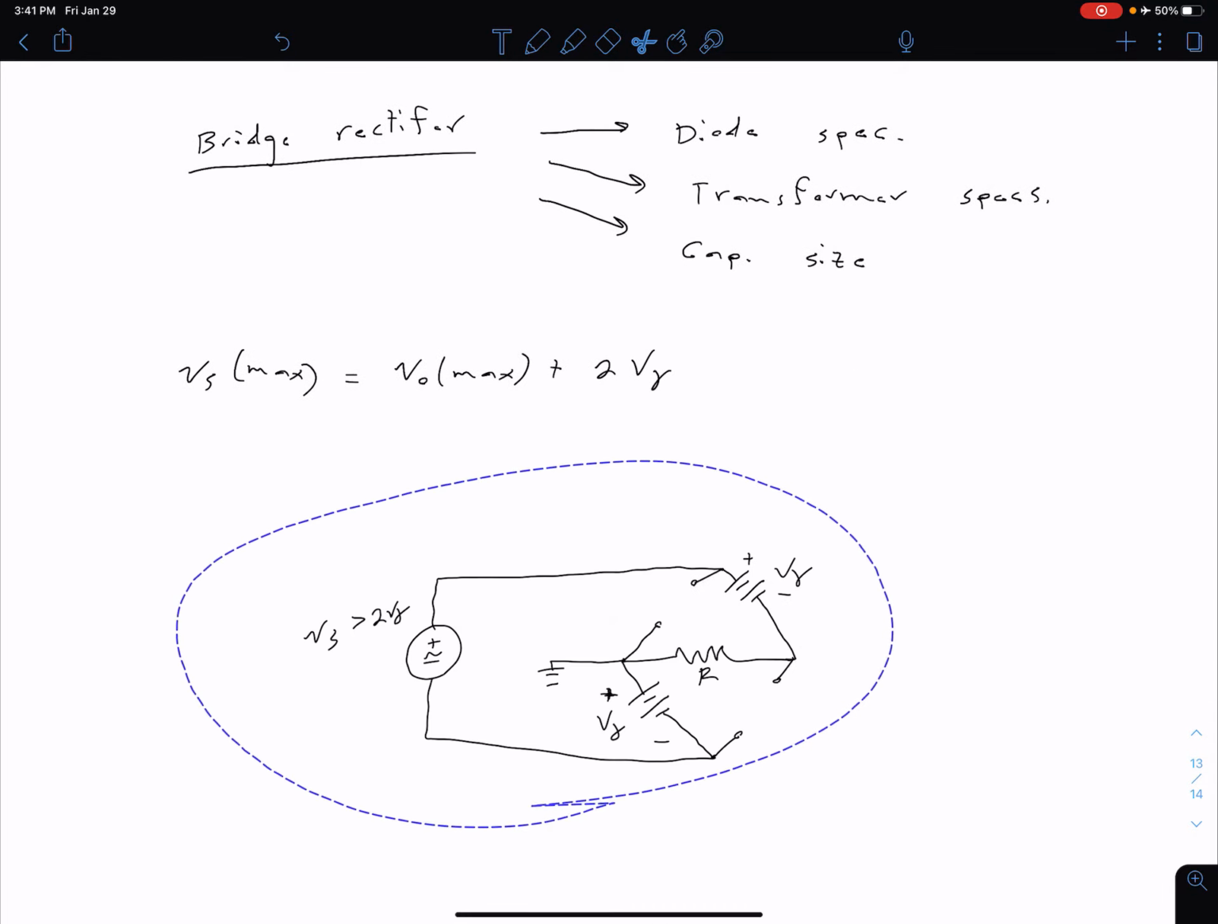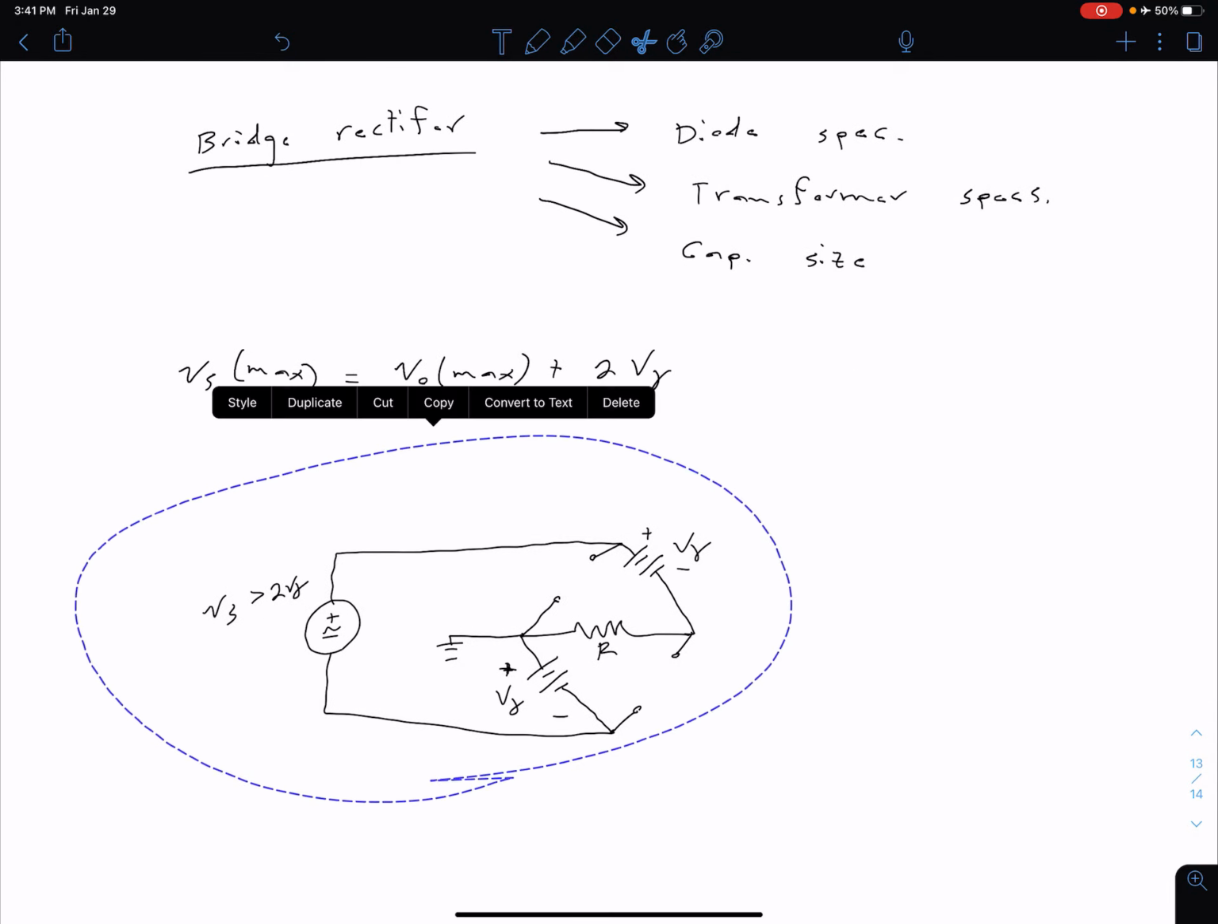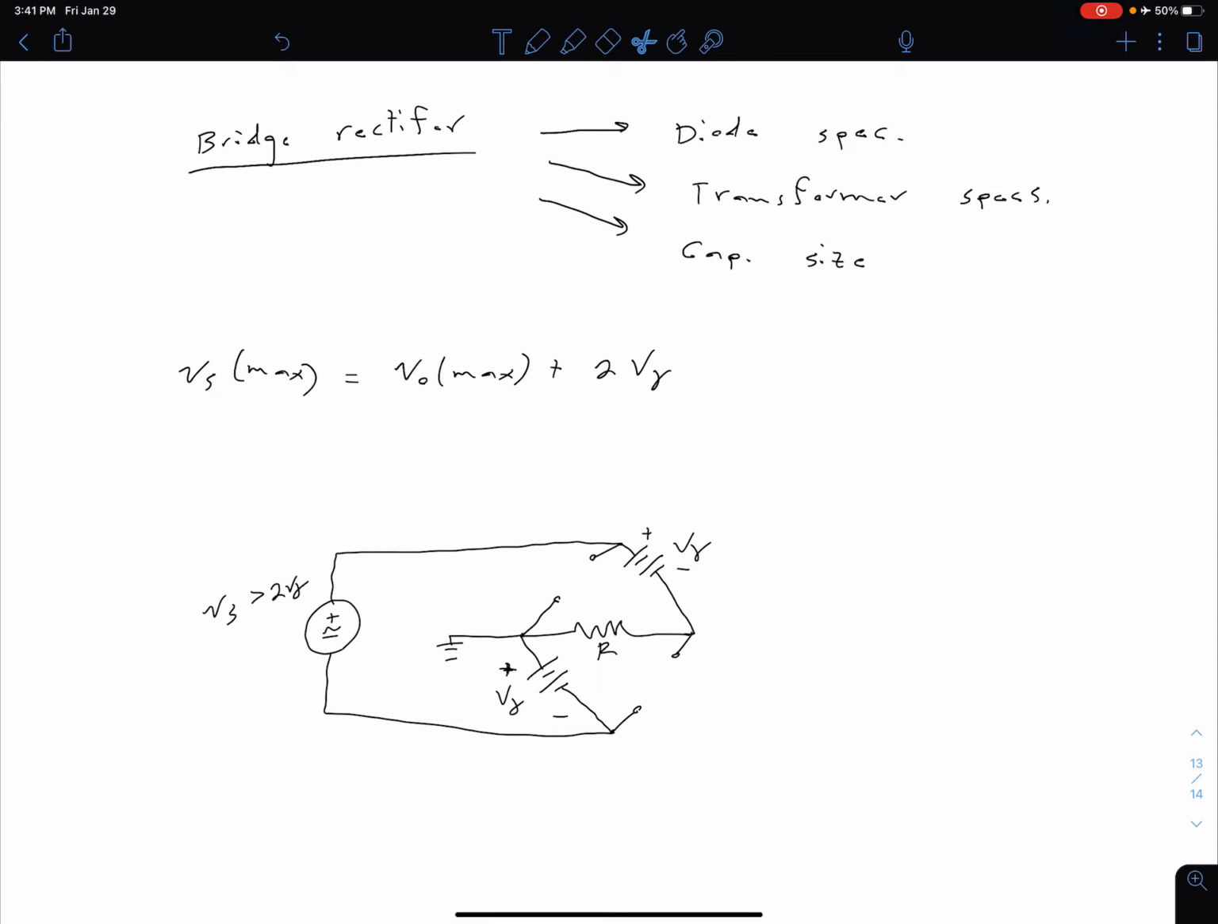Let me just copy a figure from one of our previous videos. This is showing the case of our Vs greater than 2 V gamma. So 2 of the 4 diodes in our bridge rectifier are forward biased. This would be our V out here, and we can see that when we have a maximum V out, this equation would be true: our Vs max is equal to V out plus 2 V gamma. We could do KVL around that loop.